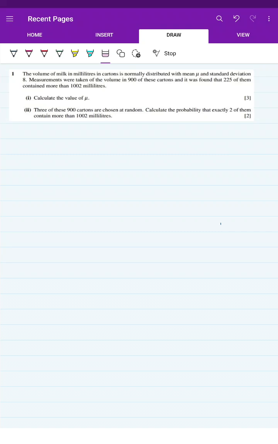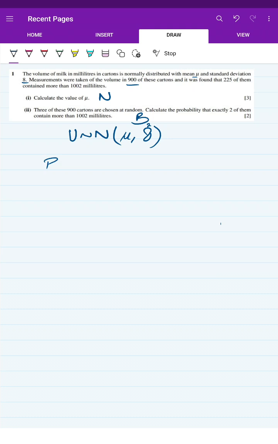Classic normal plus binomial mix-up that traps a lot of students. We are told the volume is following a normal distribution with mean mu and standard deviation 8, and that out of 900 cartons, 225 are above 1002 milliliters.